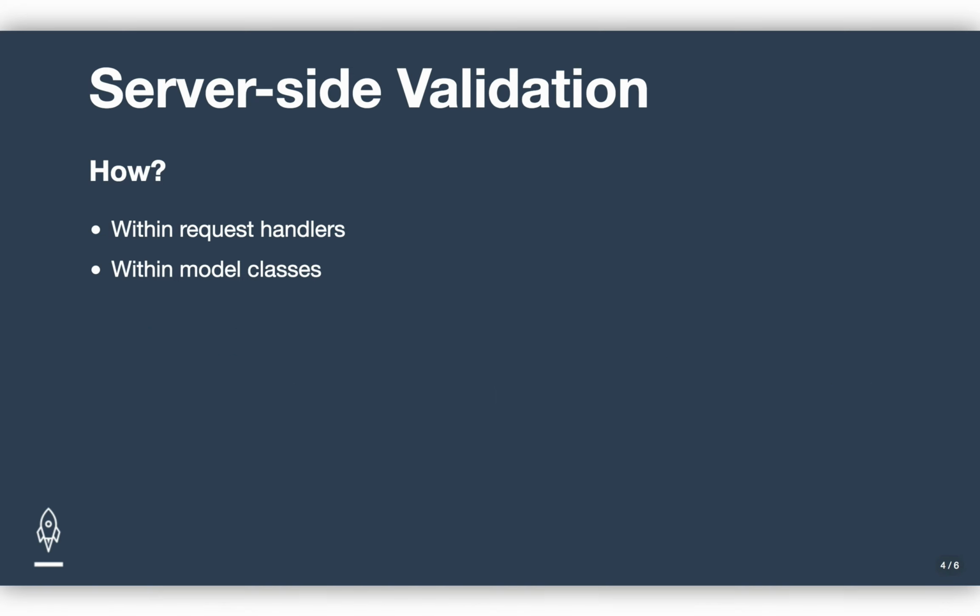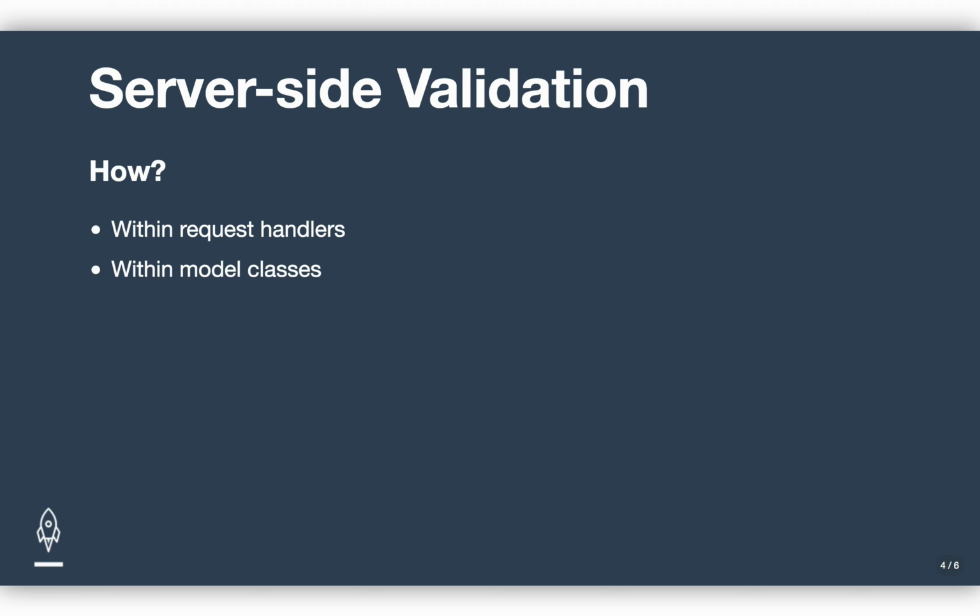Server-side validation happens in a couple of places, and we'll focus specifically on the first one, which is that we can validate data within our request handlers. So when we are writing request handlers in our Flask applications, we can write code to check the values of the data that was submitted and make sure that they were correct, and if not, report back to the user.